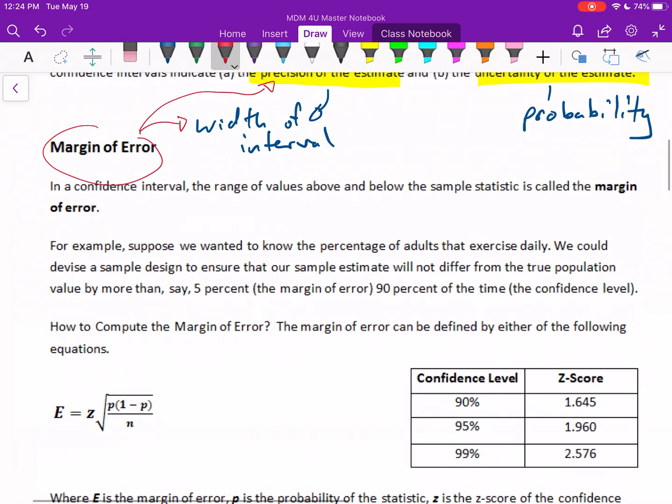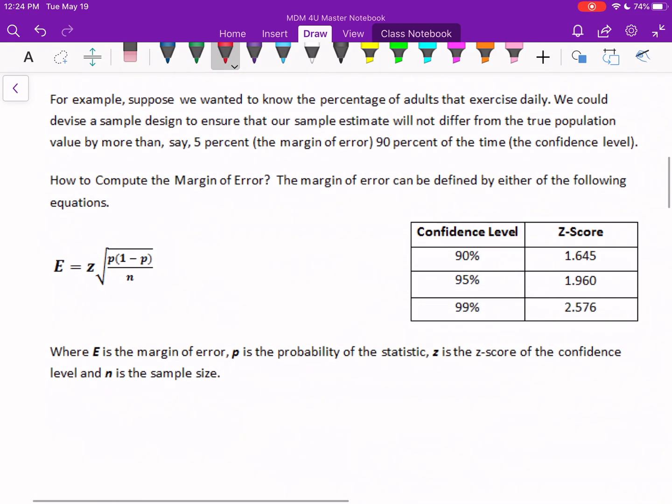In a confidence interval, the range of values above and below sample statistics is called the margin of error. That's what I just explained. For example, suppose we wanted to know the percentage of adults that exercise daily. We could devise a sample design to ensure that our sample estimate will not differ from the true population value by more than, say, 5%, the margin of error, 90% of the time.